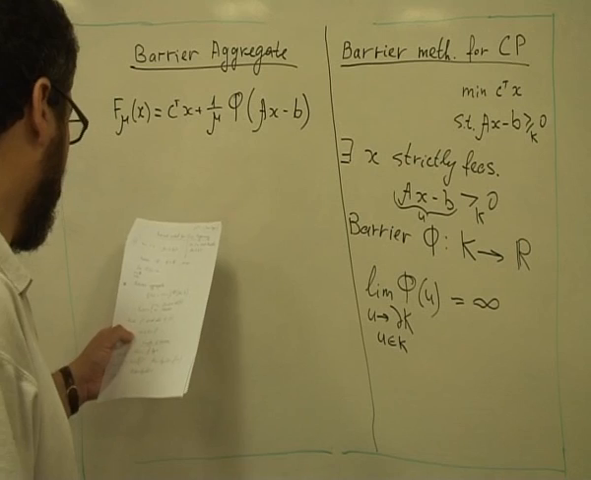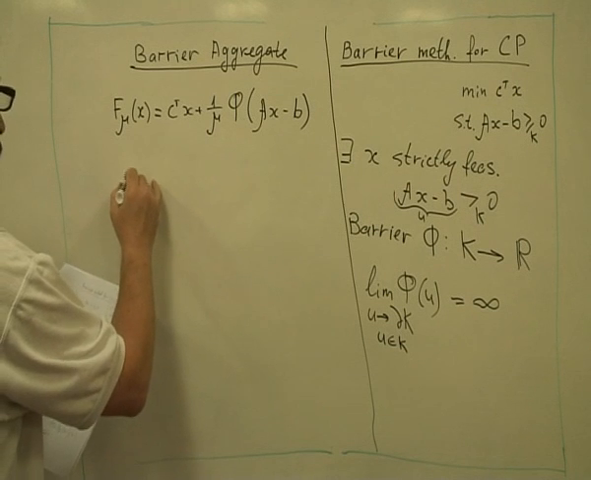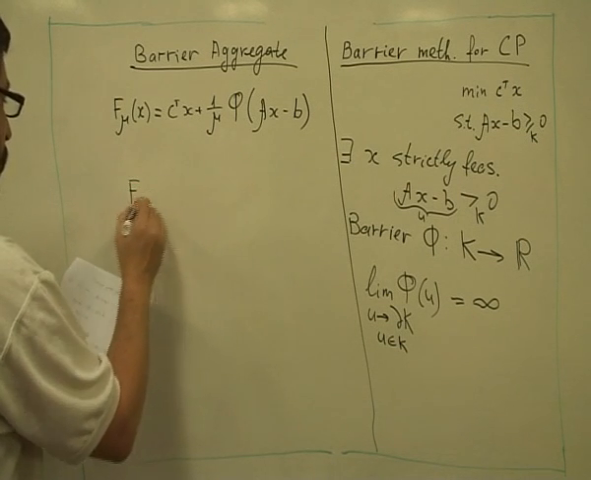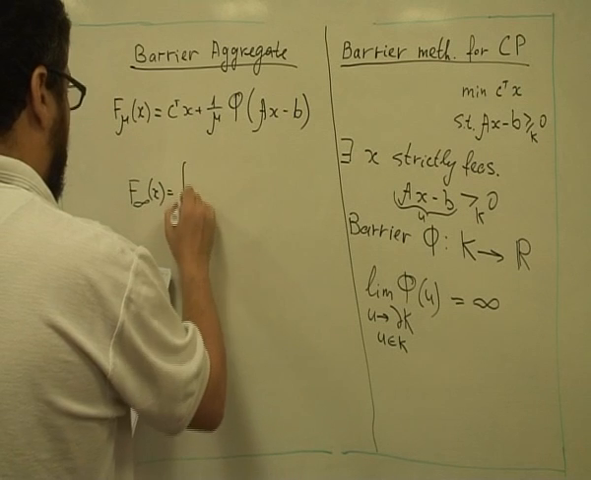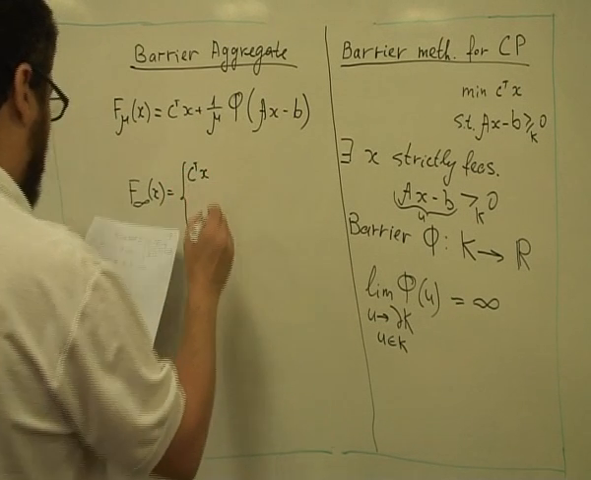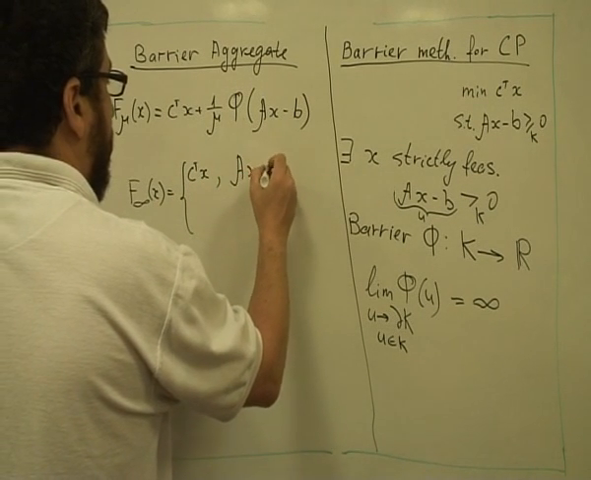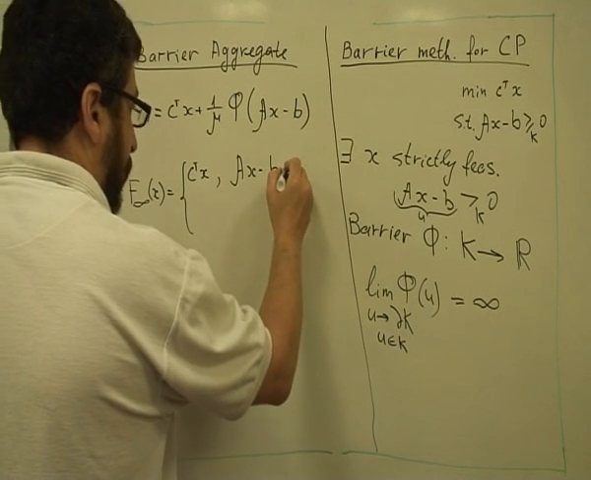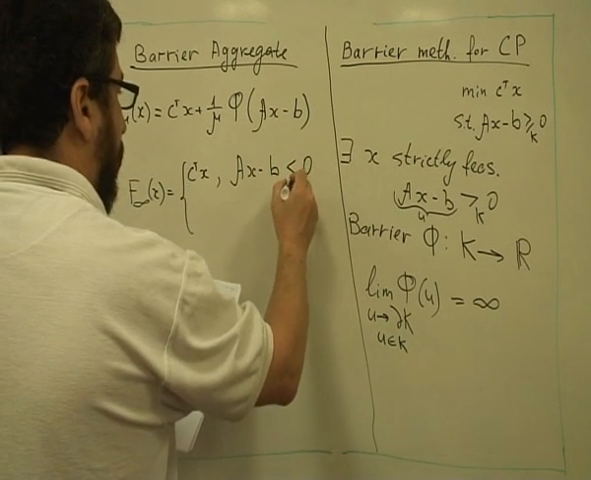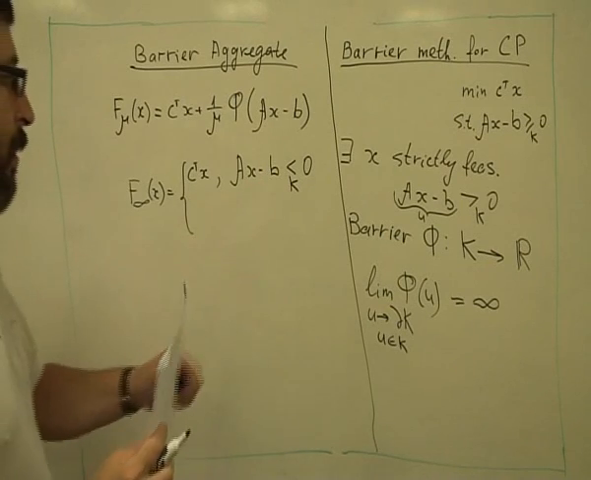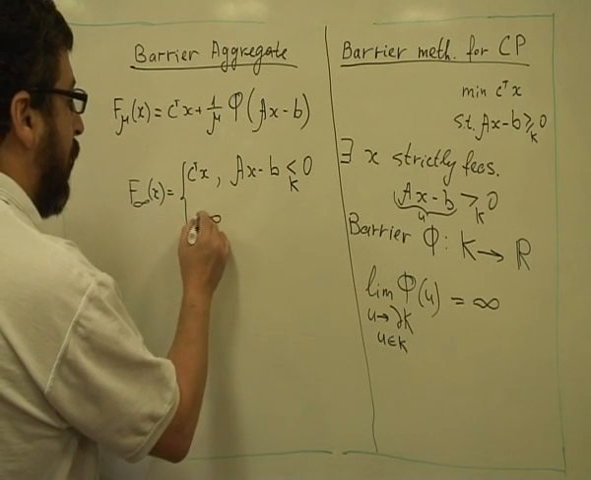towards boundary. So I can say that f infinity of x is c transpose x when Ax minus b is strictly less than 0 in conic sense, in conic sense, this point is inside the cone, and infinity otherwise.